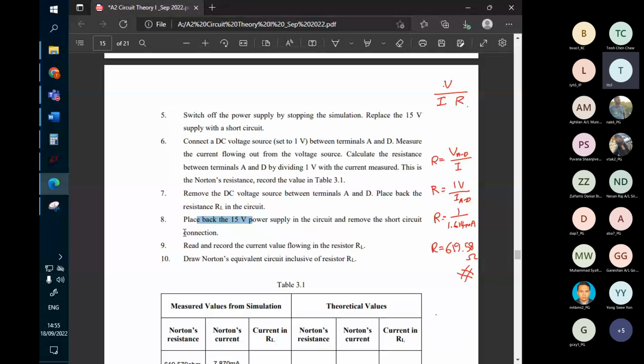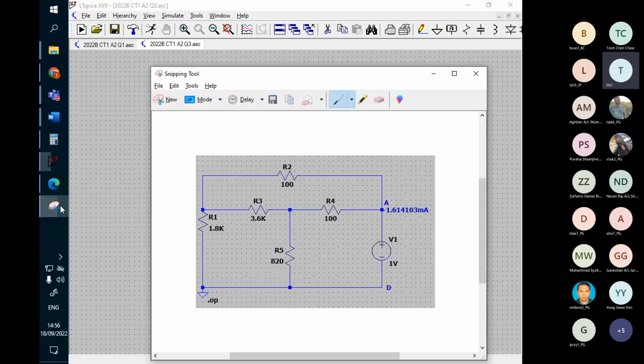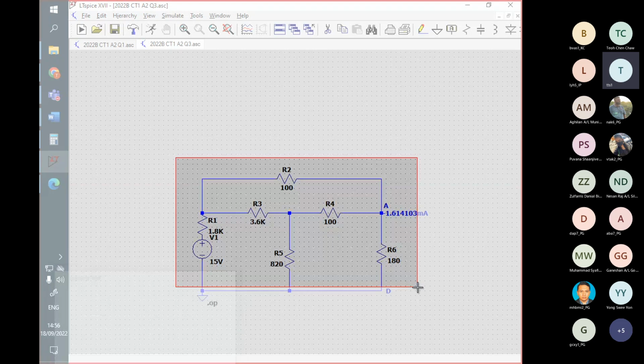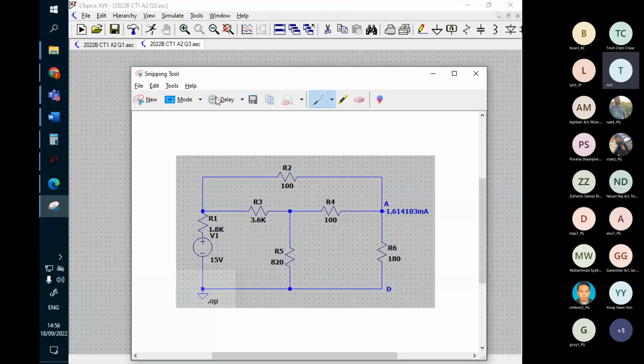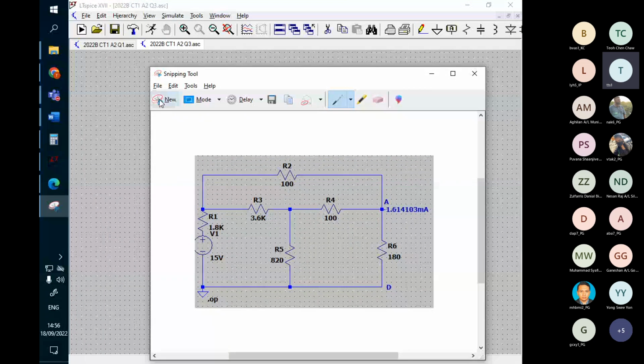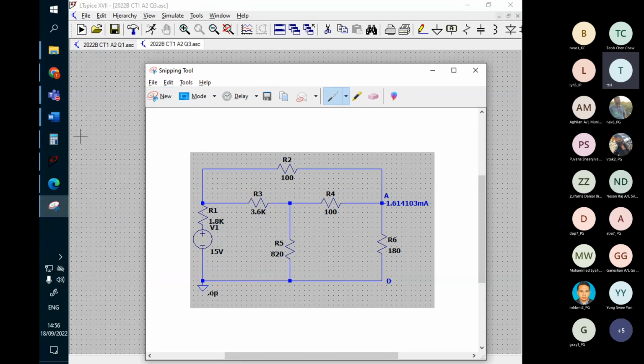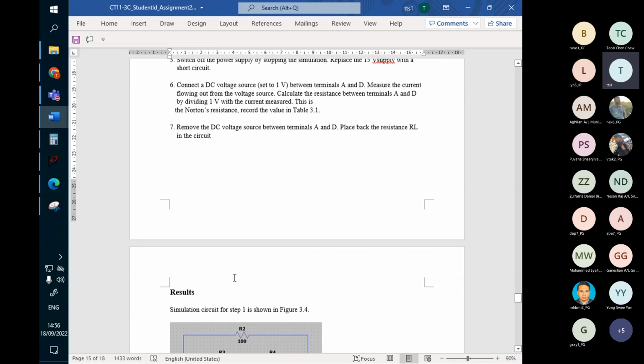This is step number 8. So I think we should copy the circuit and then paste it under the result, because we have already modified it. Just to make it easy for people to read our report, we have to show them the modified circuit. Okay, let's get another one. All right, then put it into our report under the result.